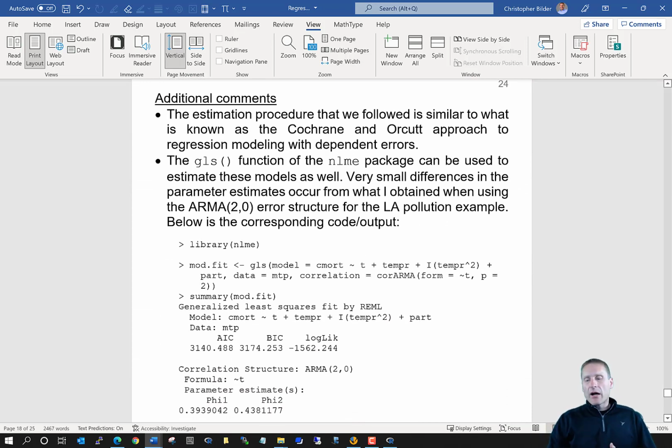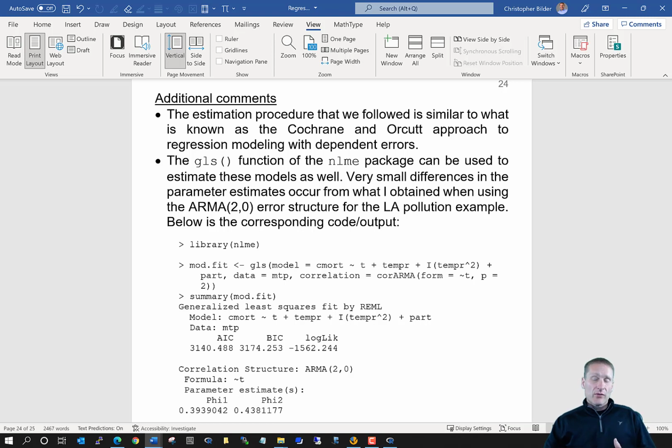So, some additional comments to conclude here. Basically, the estimation procedure that we followed here is very similar to something that was developed long ago by Cochrane and Orcutt. So you will still see people refer to it as the Cochrane-Orcutt procedure. In fact, there is one function, at least in R, that implements it exactly as these individuals did when they developed it in the 1940s or 1950s.